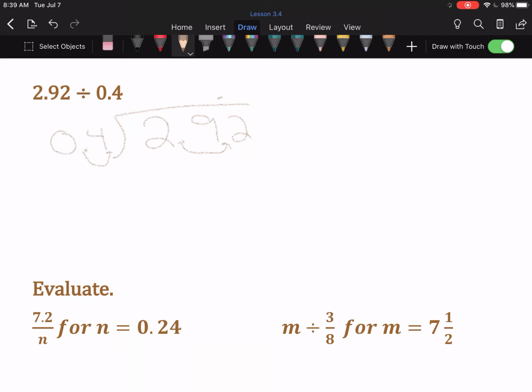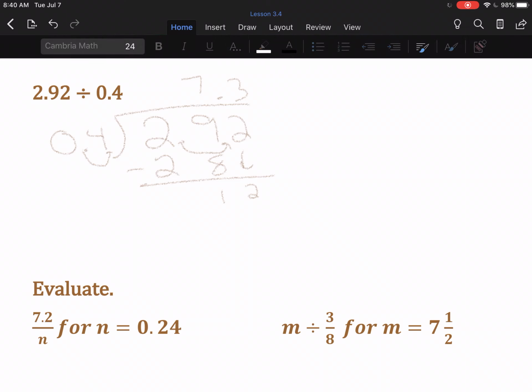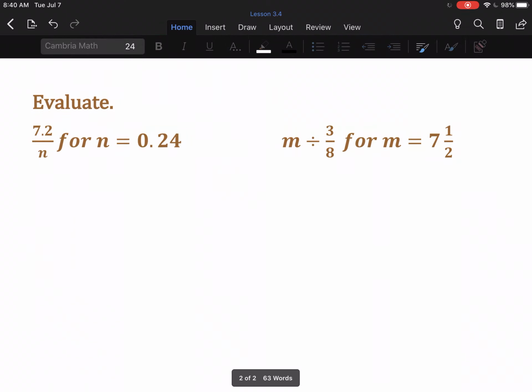4 goes into 29 7 times. 7 times 4 is 28. That leaves 1. Drop the 2 down. 4 goes into 12 3 times. 7.3 is the answer. And of course, there'll be some evaluating to do.